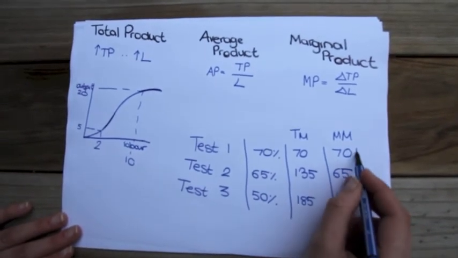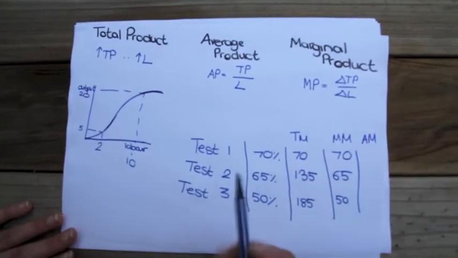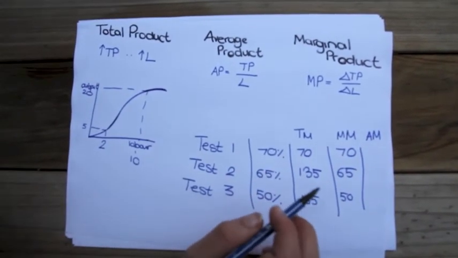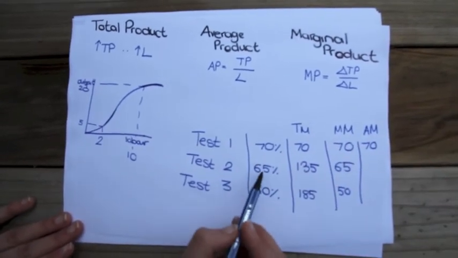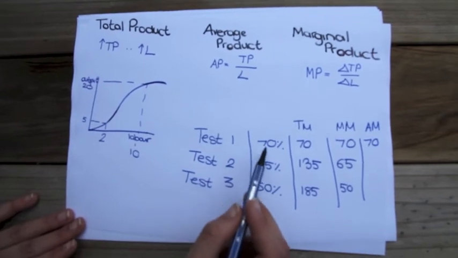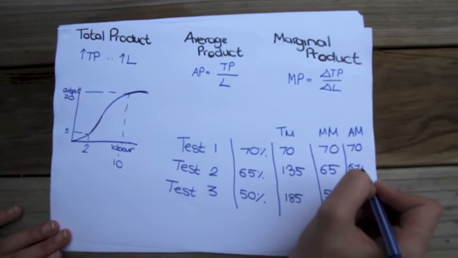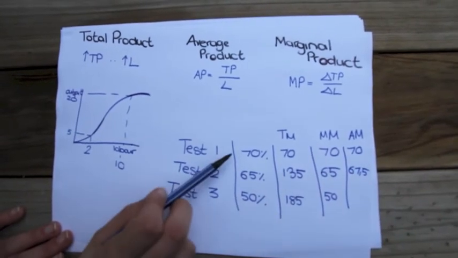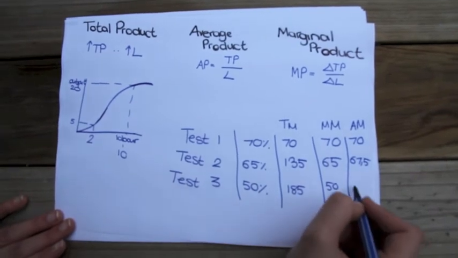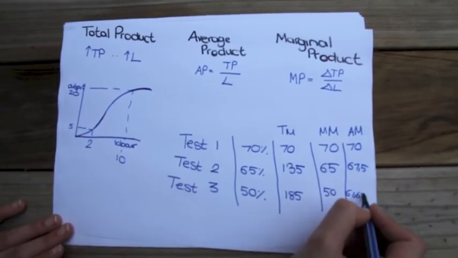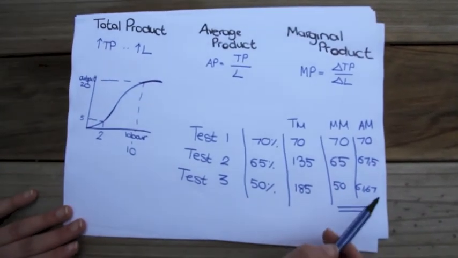Now the last relationship is very important. This is average mark. This would be like you would work out your mean in data. For your average mark, here's 70. Now for test 2, we would add 70 plus 65 and then divide it by 2. So it's 67.5. And then your last one, you would add 70 plus 65 plus 50 divided by 3, which is 61.67.